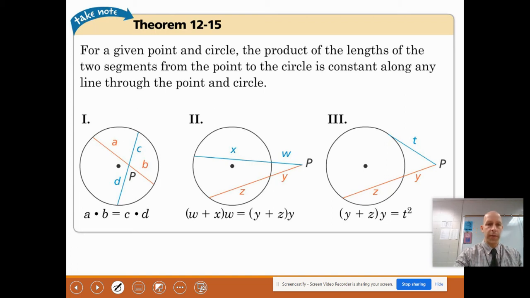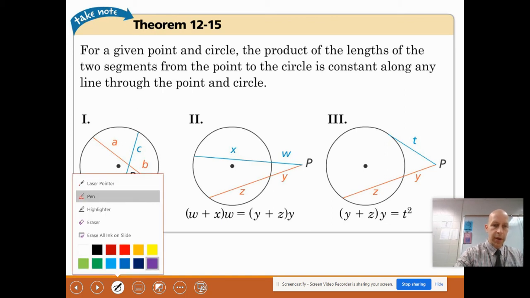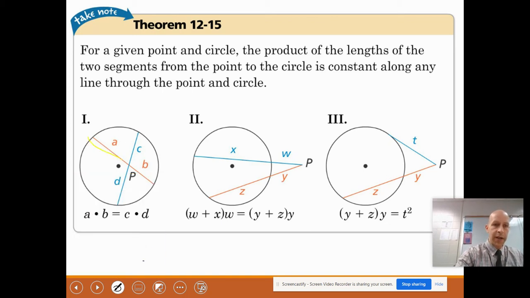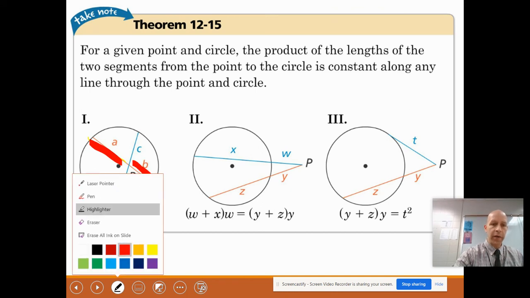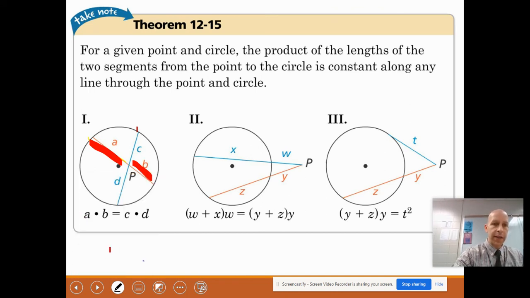So in other words, if I take this length A, with a highlighter, if I take this length A and I times it by this length B, that is going to be equivalent to this length C times this length D.